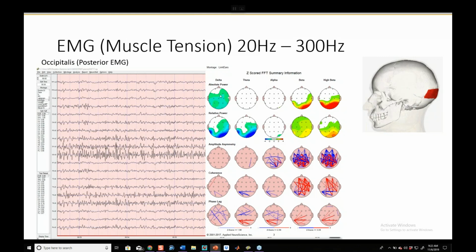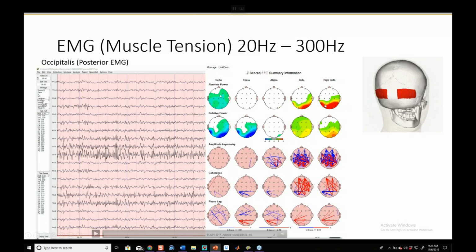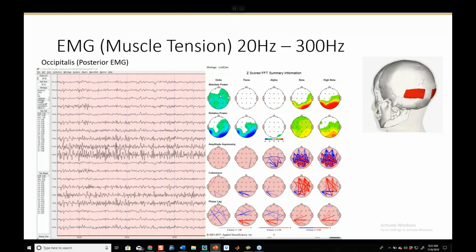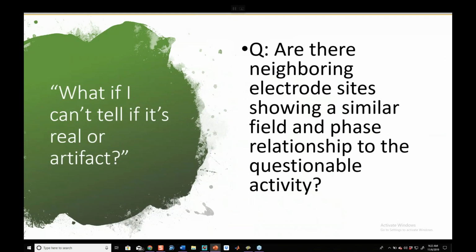The amplitude asymmetry is a reflection of the power differential between the back of the head and the front of the head. Also not real because it's occipitalis muscle. Same with some of this stuff back here in the hypocoherences and the hyperphase lag. So we can see just how impactful EMG can be.